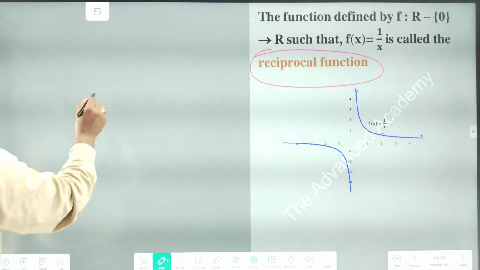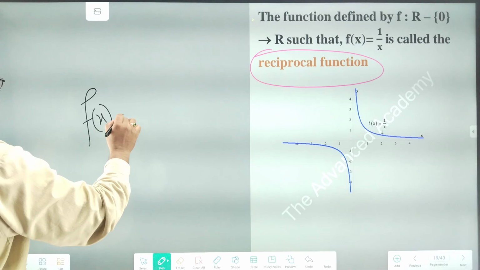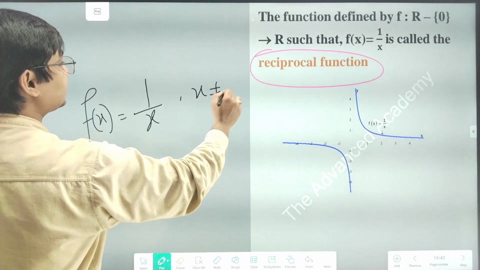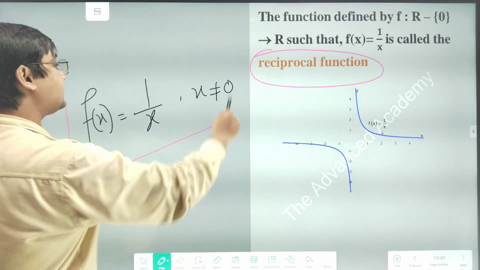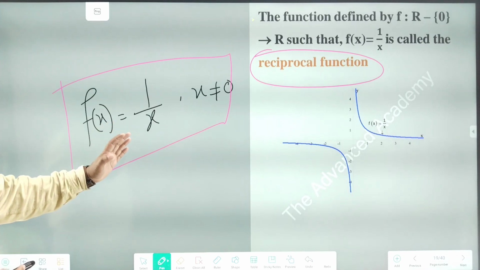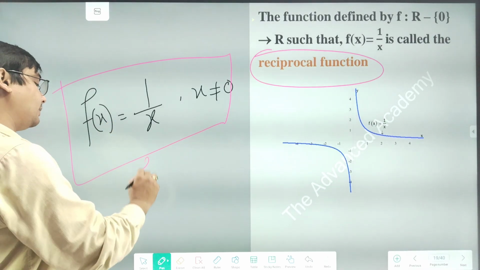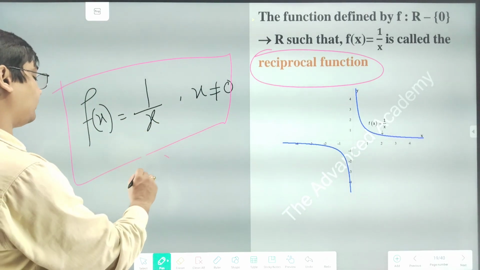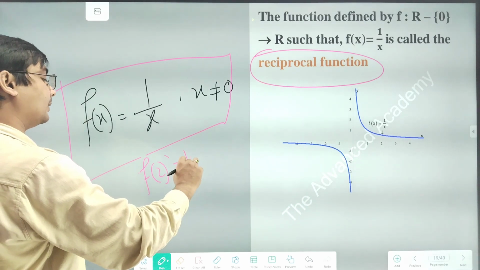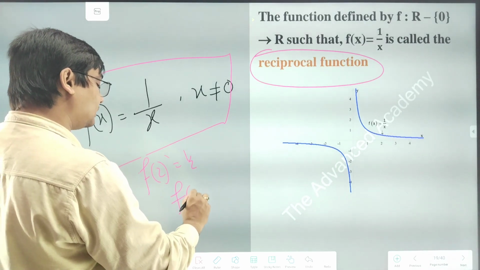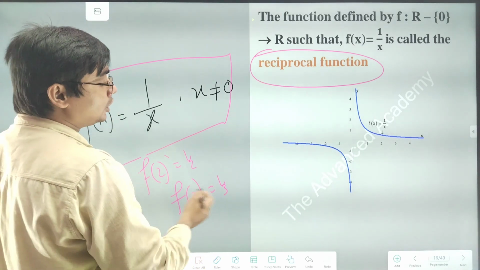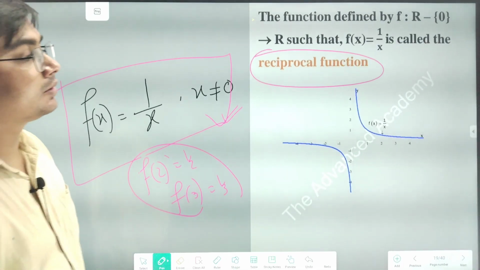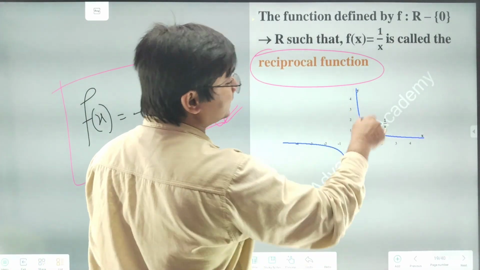Yes, so you see a function like this one, f of x is equal to 1 by x, but provided this one x is not equal to 0. So this type of function is called reciprocal function. For example, if we put here in place of x is equal to 2, then the function will give here 1/2. It will invert it, okay. If we put here 3, it will give here 1/3. Yes. So this type of function is called here reciprocal function, and this is the graph for a reciprocal function.